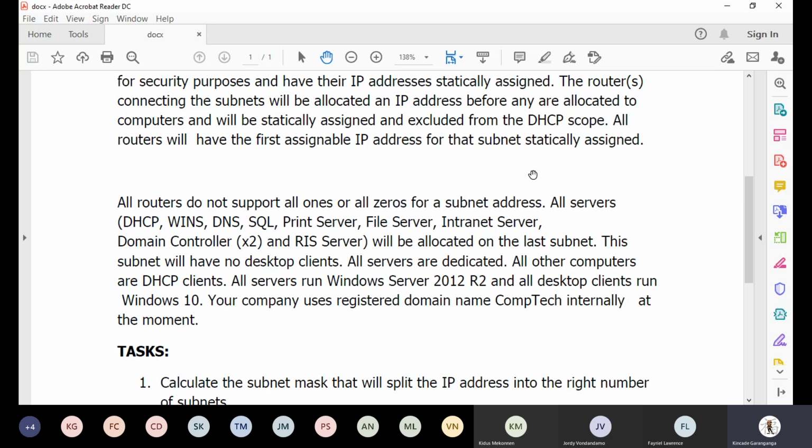You've got 10 servers incorporated there, which will obviously be allocated the last subnet. And like we mentioned before, this particular subnet will not have any desktop machines. All servers are dedicated. All other computers are DHCP clients. The servers are running 2012 release 2, and the desktop clients are running Windows 10. And obviously, you've got a registered domain name as far as this particular organization or institution is concerned.